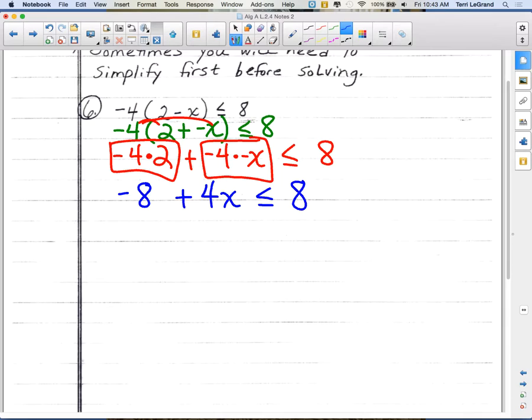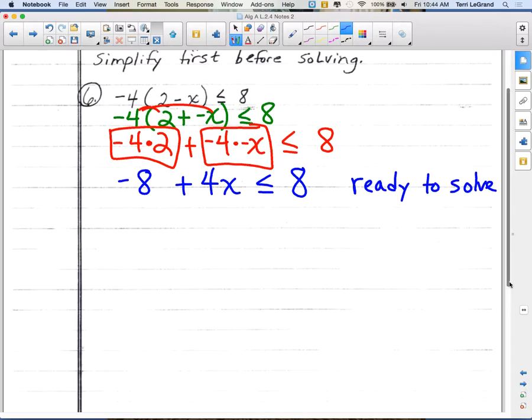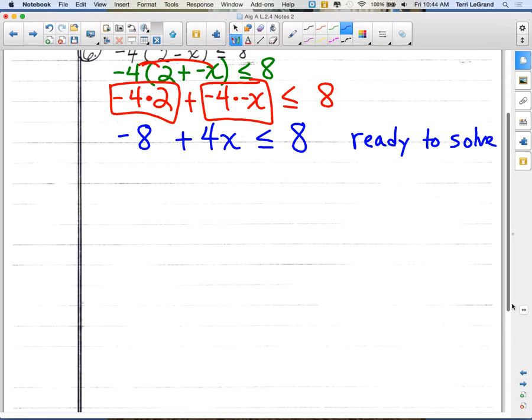Is it ready to solve now? Okay, now we're ready to solve. So we'll say ready to solve in our notes, just so we know that what we were doing before is what it said up above. You might have to simplify it first. So now it is ready to solve. Okay, what are we going to do? You would add the 8's opposite, which is positive 8. So we're going to add 8 to both sides.